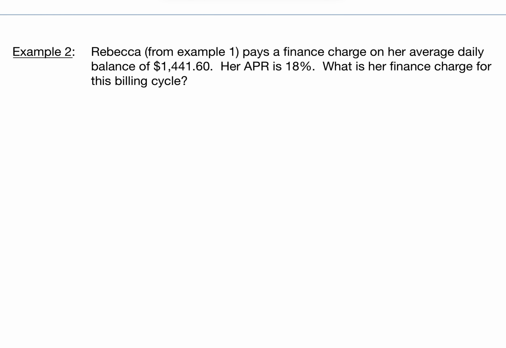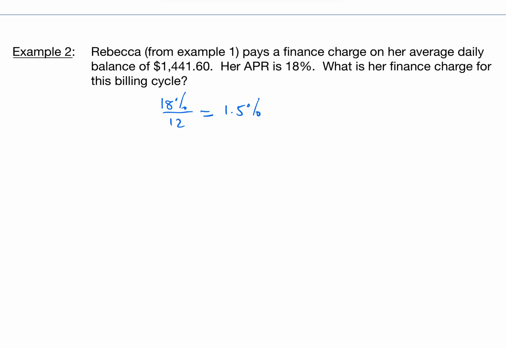Okay, so the way to calculate this is take the APR. Remember, this is an annual percentage rate, so we're going to need to divide that by 12 because there are 12 months in a year. And when we do that, it works out to 1.5%.